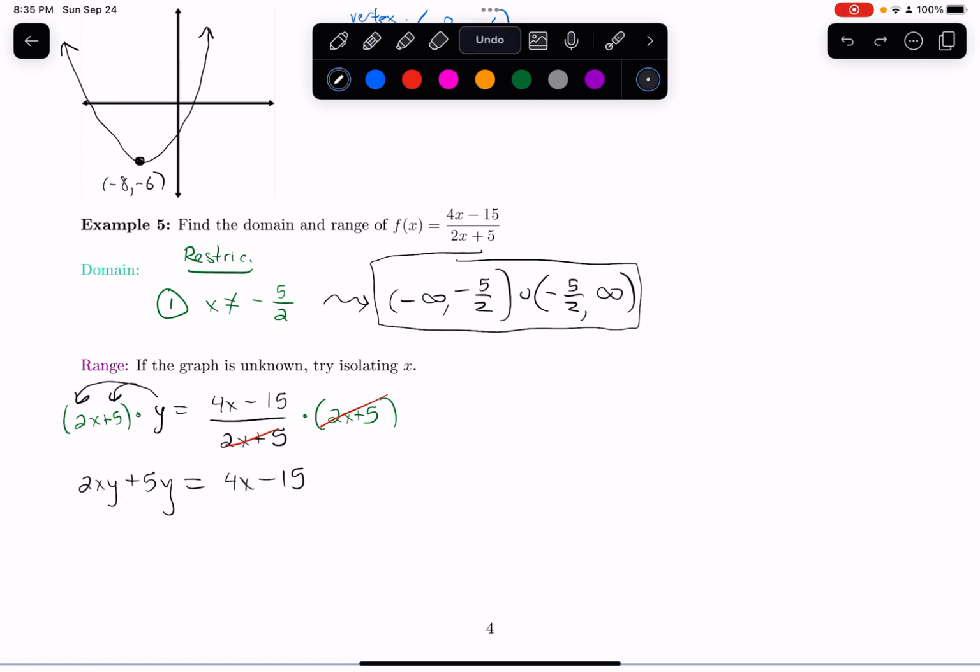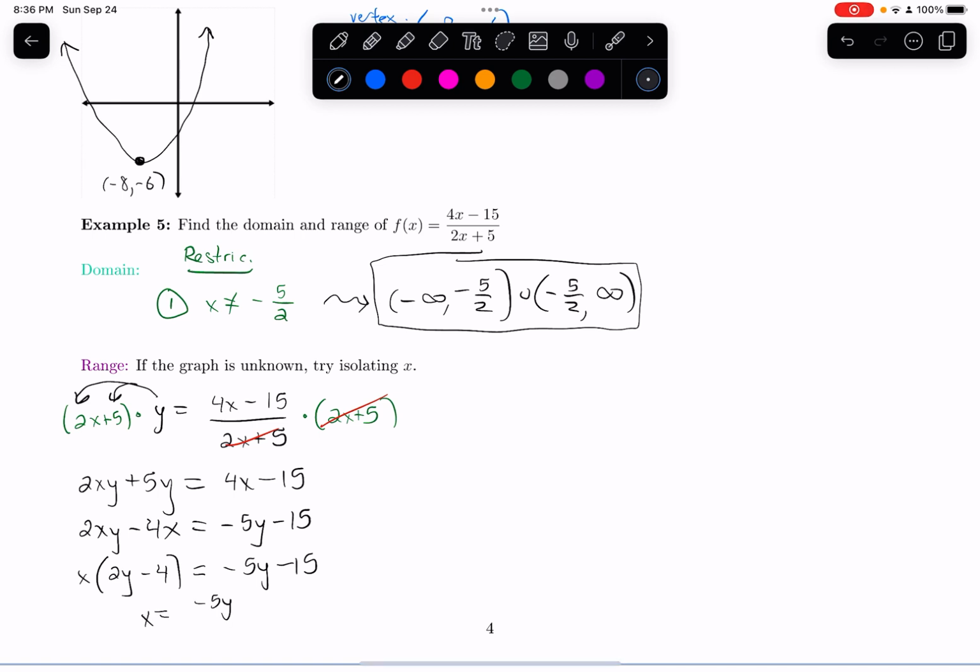All right, so let's see, how do I want to do this? So maybe I'll bring the 4x over to this side. All right, so I'll get 2xy minus 4x, and I'll move 5y over to the right by subtracting it. So that'll give me negative 5y minus 15. And now that I have all the x terms on the left, let's factor out that x that's common. That'll leave me with 2y minus 4 equals that negative 5y minus 15. Now I divide and I get x equals negative 5y minus 15 all over 2y minus 4.